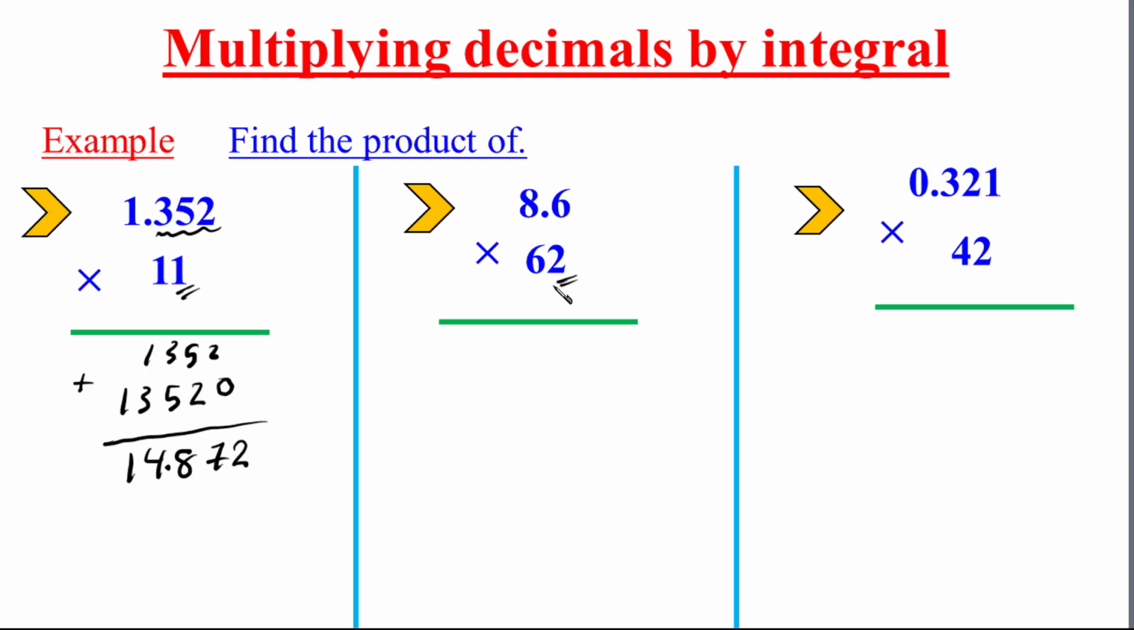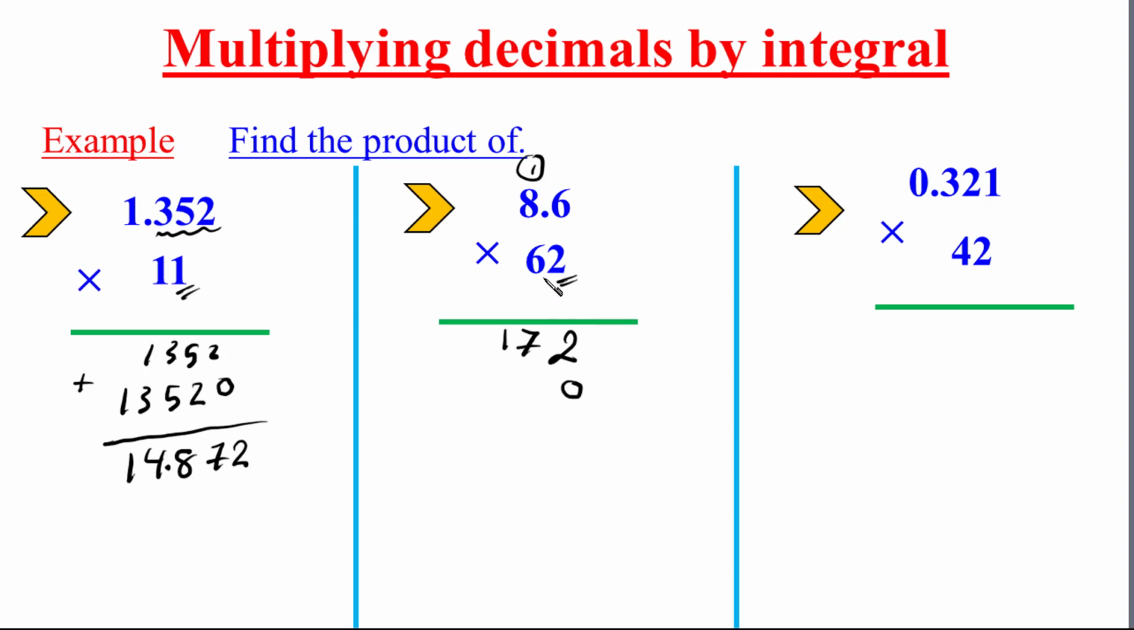Start with the ones place. 2 times 6 equals 12, write 2 and carry 1 over 8. 2 times 8, it will be 16, 16 plus 1, it will be 17, write all 17 and put 0 in ones place, don't forget.